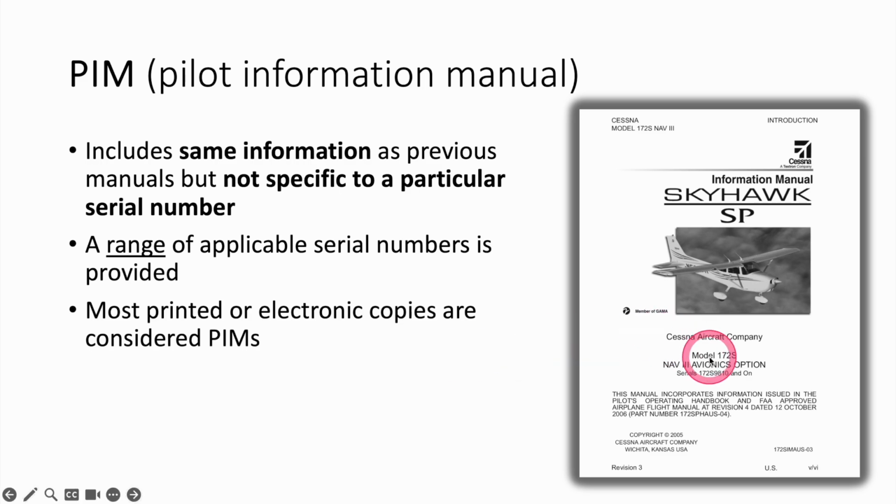Generally, it's going to include the model, so 172S, optional equipment, and a range of serial numbers. So if the aircraft that you're flying falls within that range of serial numbers, you can use this manual to study and learn more about your aircraft. So usually anytime you purchase one from a supply store, or if you download a PDF of a POH, it's considered a PIM, information manual. Most of the time though, people don't differentiate with names, they just say POH. So regardless of what type of manual they're talking about, they'll generally just say POH.